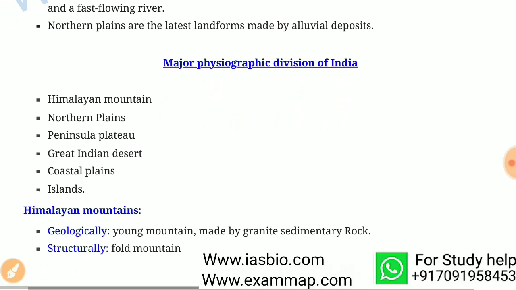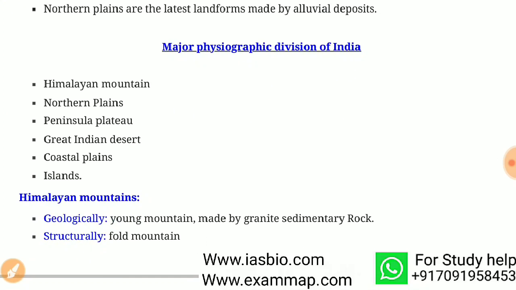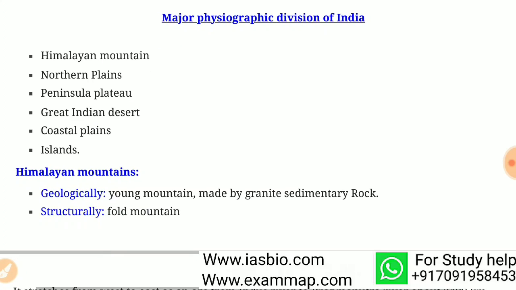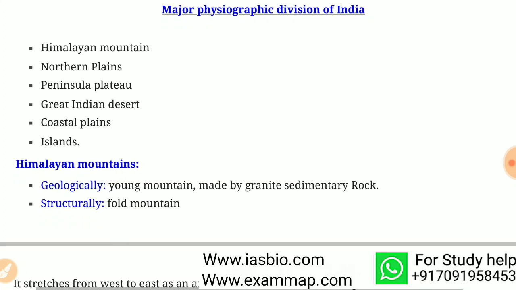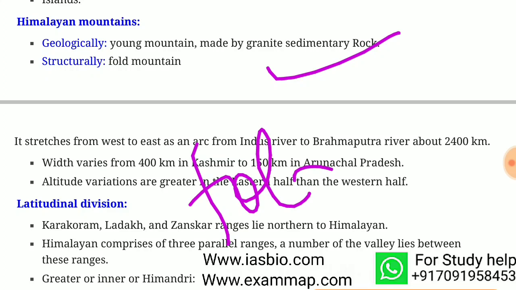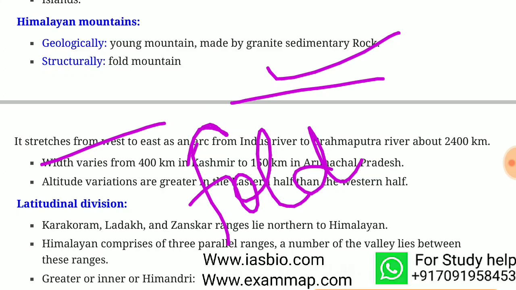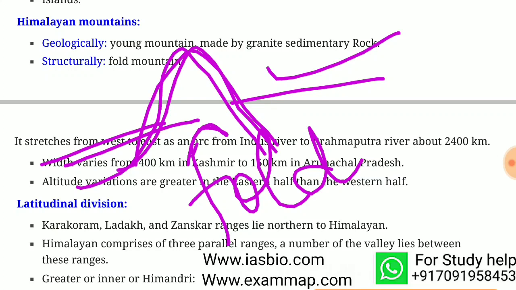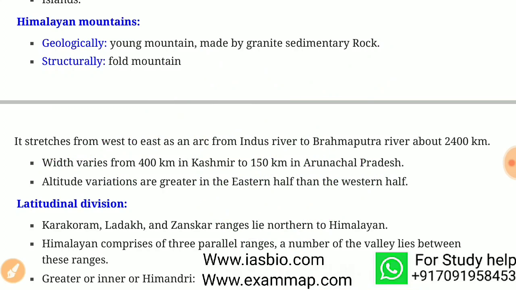So let's discuss the major physiographic divisions of India. First we have Himalayan mountains. Himalayan mountains are young mountains and they are made of granite and sedimentary rocks. Their structural feature is fold mountain, meaning Himalayan mountains are formed when two plates collide and then there is a sudden rise in the peaks of the Himalayas, so they are known as fold mountains.